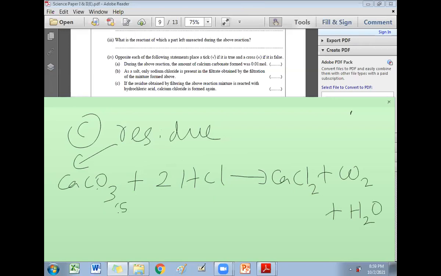So here: calcium carbonate solid, HCl aqueous, calcium chloride aqueous, carbon dioxide gas, water is a liquid. So you get that product again, no? This is the residue. So the residue you react with hydrochloric acid and calcium chloride is formed. This is calcium chloride. So that's correct, no? The last one is correct. C is correct.